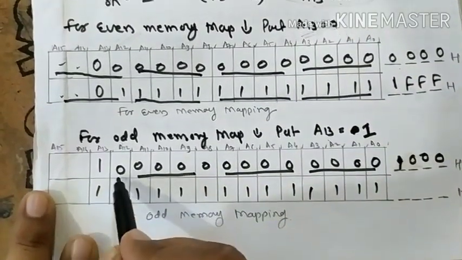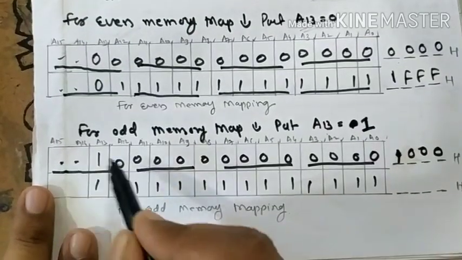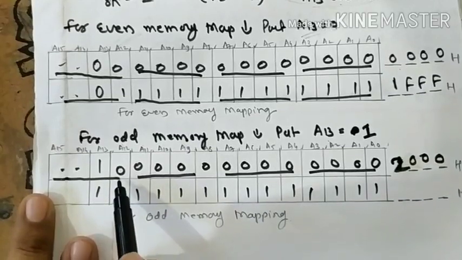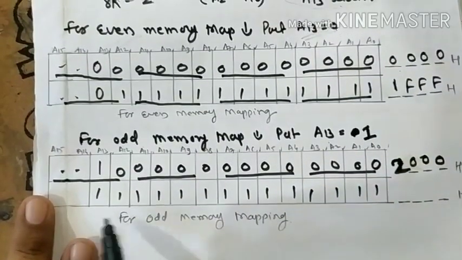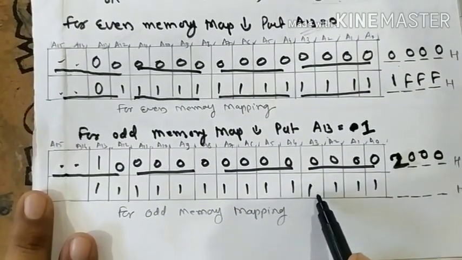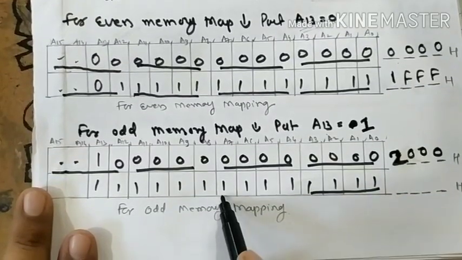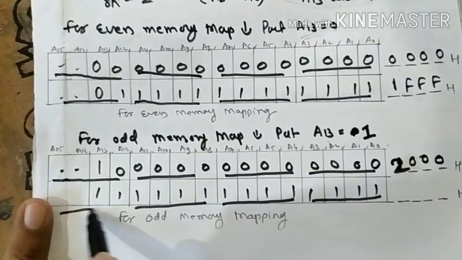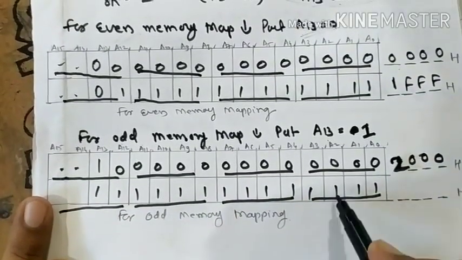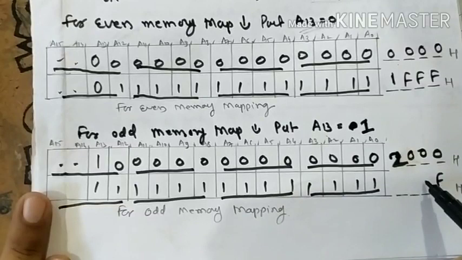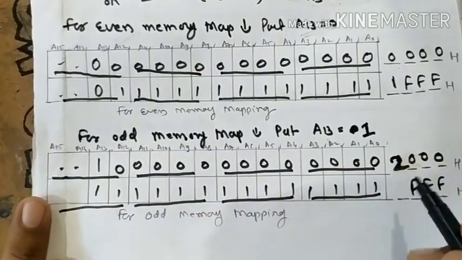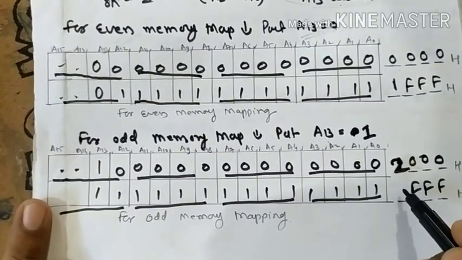Sorry, there is a mistake. This 1 0, it is a 2, because this is 0 1. 0 1 is nothing but a 2. Okay, and for the ending address, it is 4 ones, 4 ones, 4 ones, and it is 1 1. So where 4 ones is F, this 4 ones is F, this 4 ones is equal to F. This is 0 0 1 1, and 0 0 1 1 is nothing but 3.